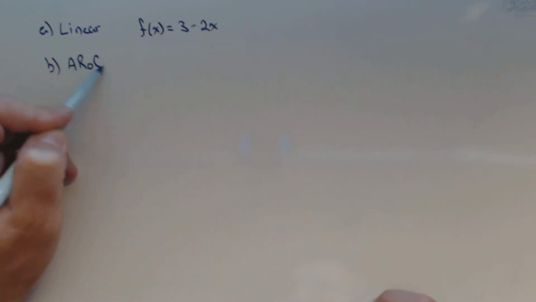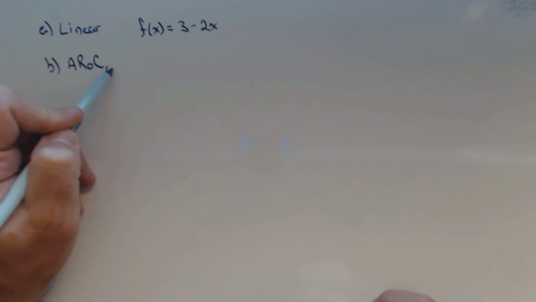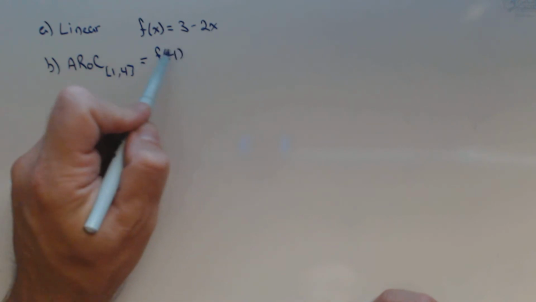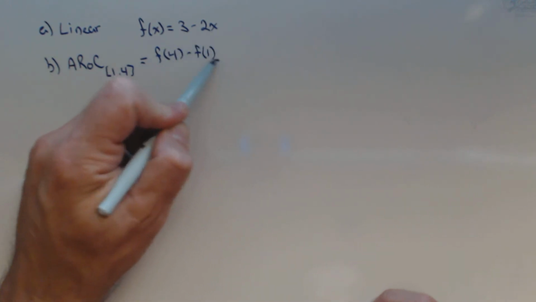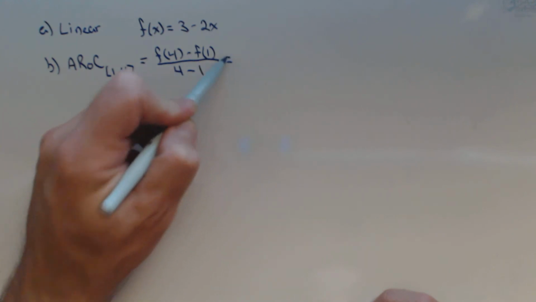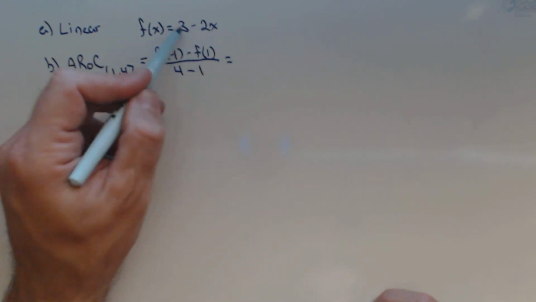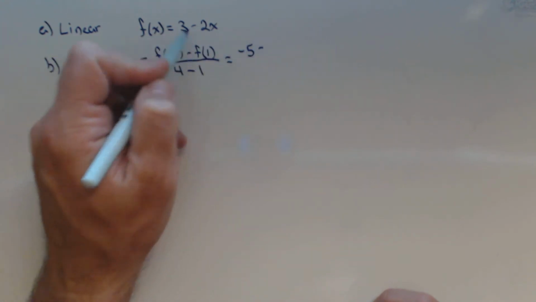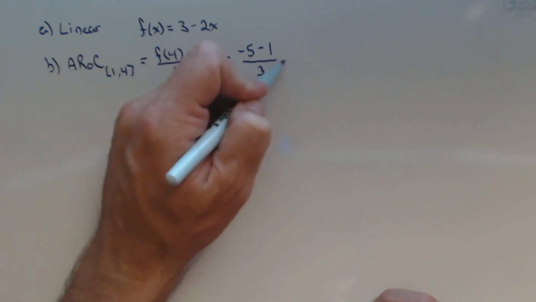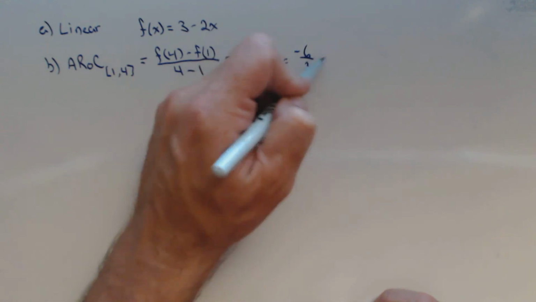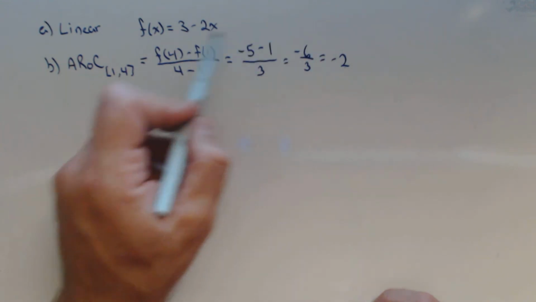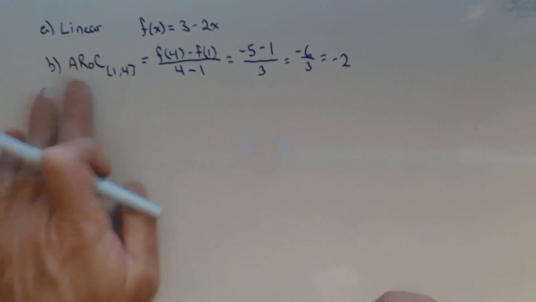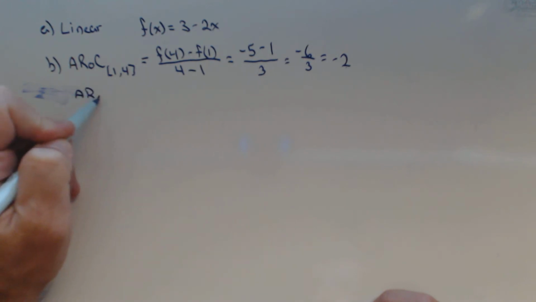So we're going to calculate the average rate of change from 1 to 4 for our function, which is f of 4 minus f of 1 all over 4 minus 1. Now these are just our values from our function, so I'll calculate those pretty quick. So -5 minus f of 1 is 1 over 3. So -6 over 3, or -2. Probably isn't that big of a surprise because we said we had a constant slope of -2, hence the reason it's linear. Before we get to C, let's find the other average rates of change.